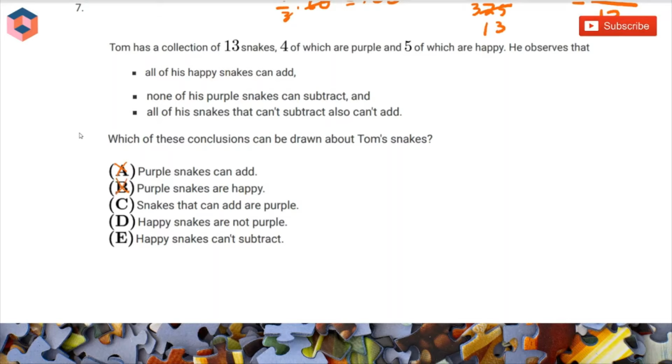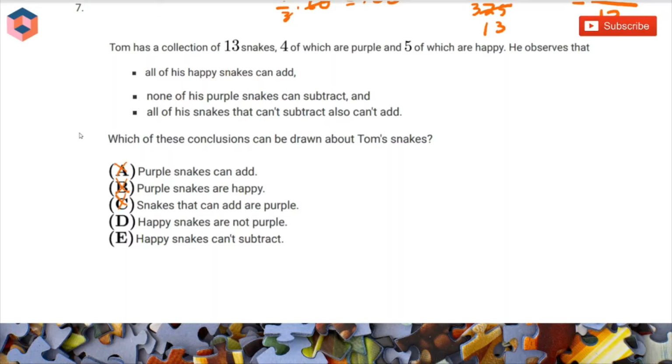Snakes that can add are purple. Let's see. If I have a snake that can add, but we already established that purple snakes cannot subtract or add, then I can't have a snake that can add. Happy snakes are not purple.